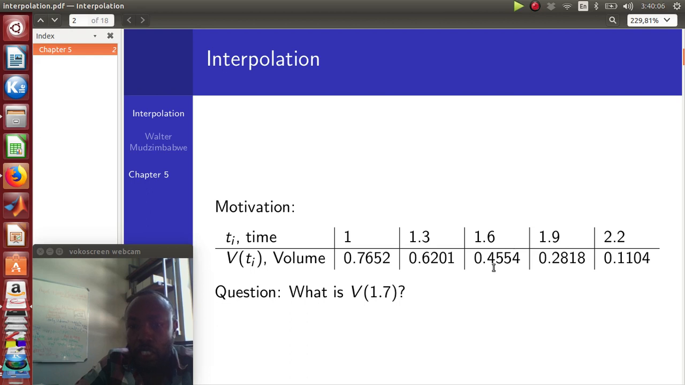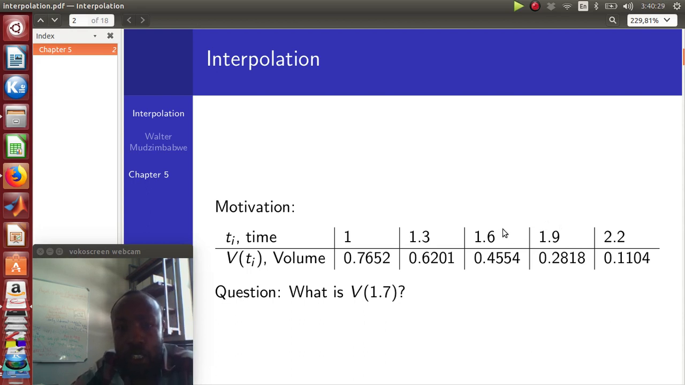As you can see, the recording was done at 1.6 and then at time 1.9, and not at 1.7. So what would be the best estimate for the volume when the time is 1.7? This is mainly the question of interpolation.